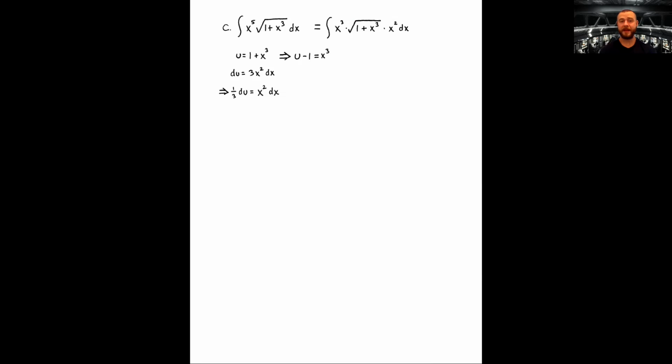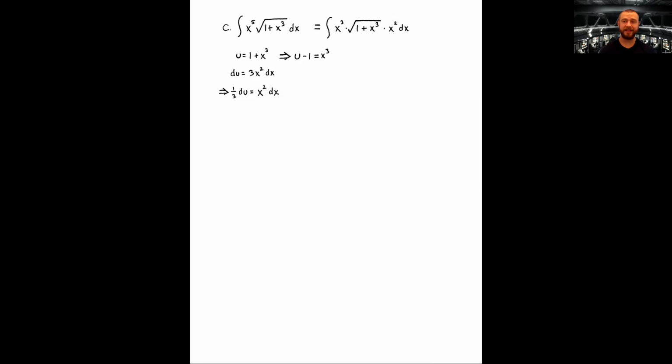And we manipulate that, divide the 3 over to get the statement 1/3 du equals x squared dx. Now, how do we actually incorporate that with the problem? We have a factor of x to the 5th in the integral. Well, let's split up x to the 5th as x cubed times x squared. If we put that x squared factor at the end, we can now rewrite x squared dx as 1/3 du.